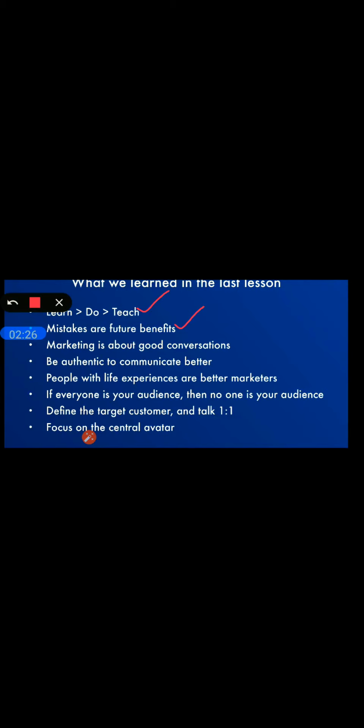And again, the main idea: marketing. Whenever you market a product, it's about having a good, deep, and meaningful conversation with the customer. When you have good, deep, meaningful conversations, the customer will be encouraged to interact with you more. And that's where authenticity comes in. Your authenticity defines your communication skills.